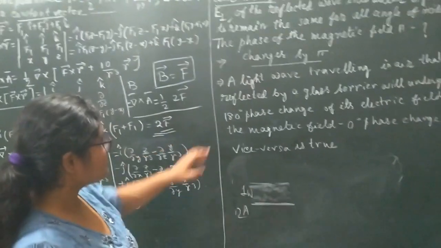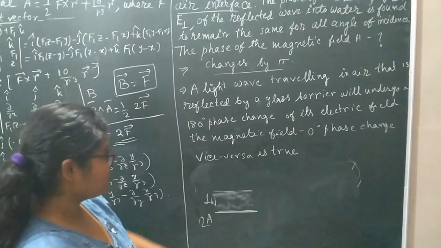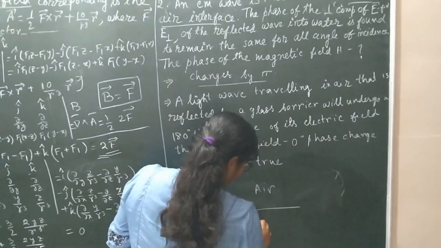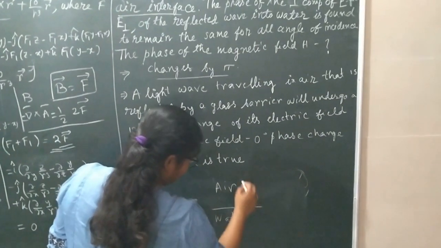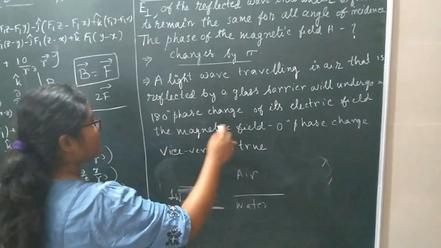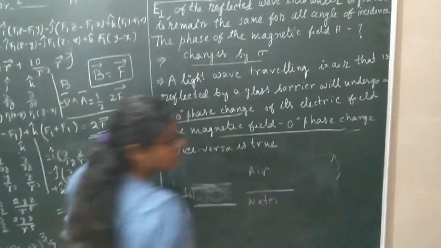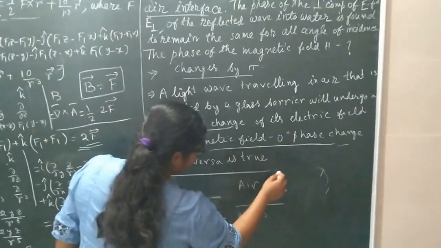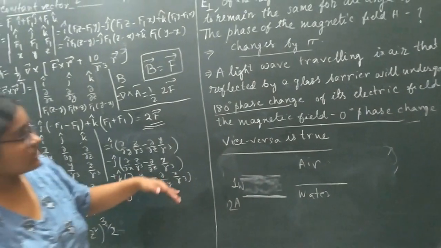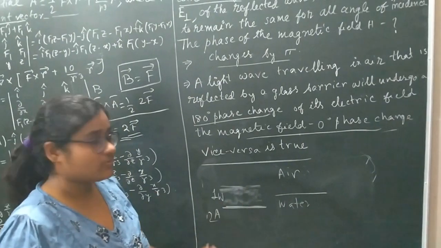Why is it so? You have to remember a light wave traveling in air that is reflected by a glass barrier. Suppose the first medium is air and the second medium is water, so the light wave travels from air to water. Then the electric field vector will undergo a 180-degree phase change, while the magnetic field vector will undergo a 0-degree phase change, and vice versa is true from water to air: the electric field will undergo 0 and the magnetic field will undergo a phase difference of pi.